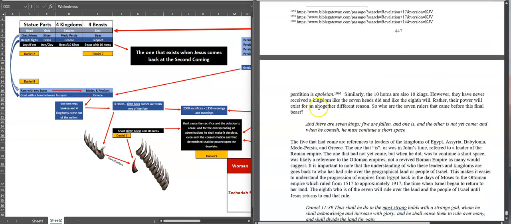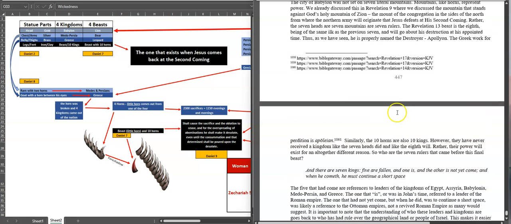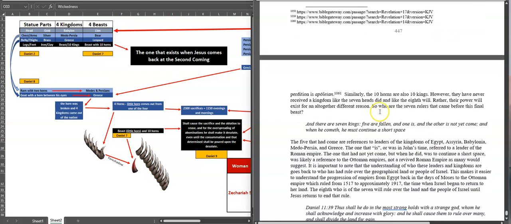The Greek word for perdition is Apollyon. Perdition means destruction. So he is properly named the Destroyer. Literally, that is his name. Similarly, the 10 horns are also 10 kings. However, they have never received a kingdom like the 7 heads did and like the 8th will. Rather, their power will exist for an altogether different reason.